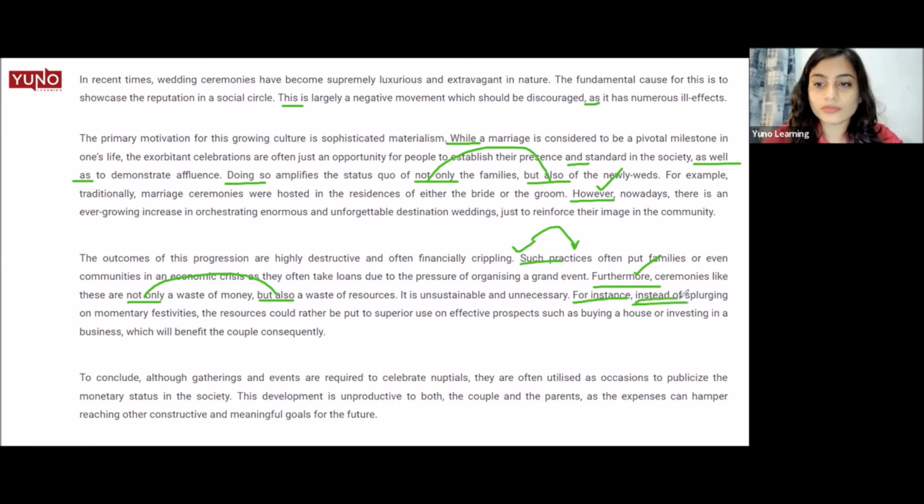Instead of this, you can do this. Rather, such as, all of these are linking words, again and again, to link ideas and make the sentence more elaborate. To develop the sentence, you use linking words. Next, let's move on.